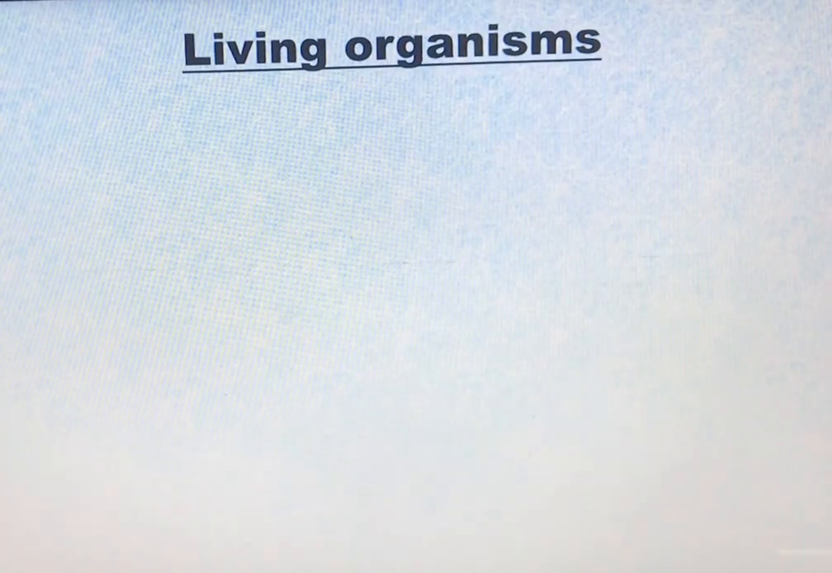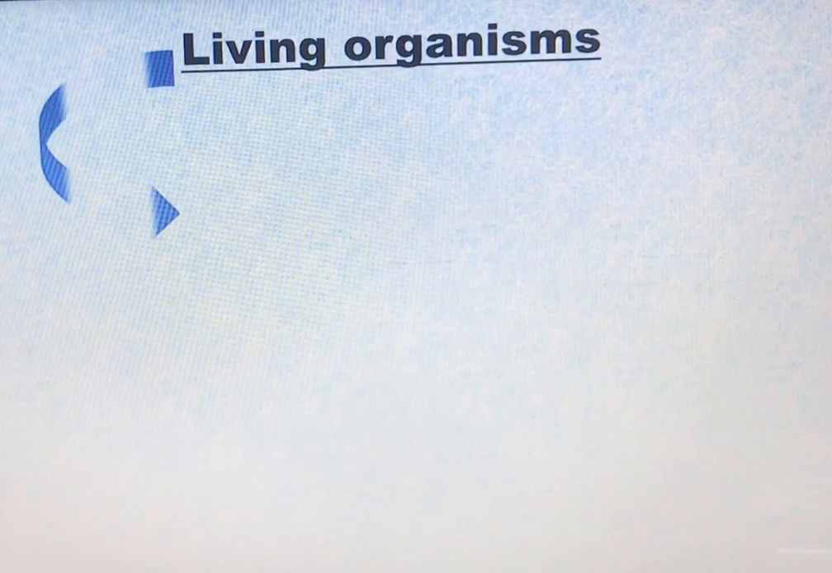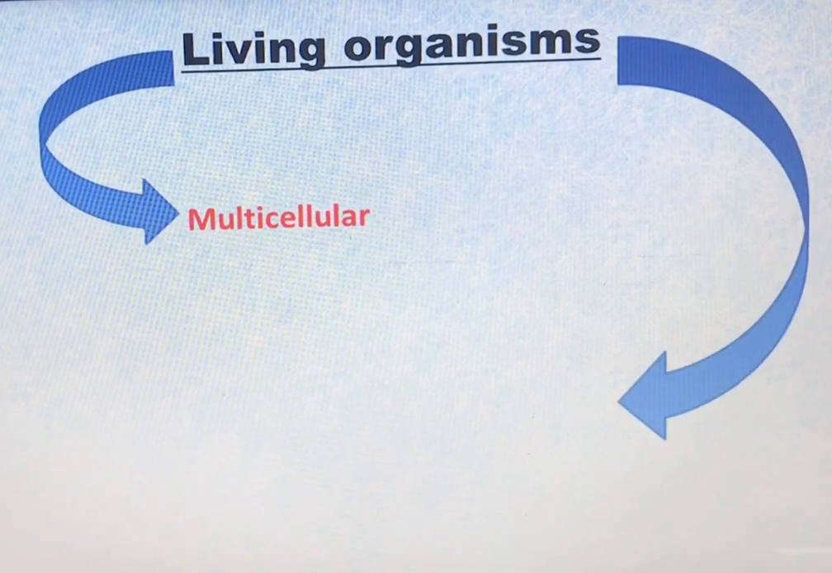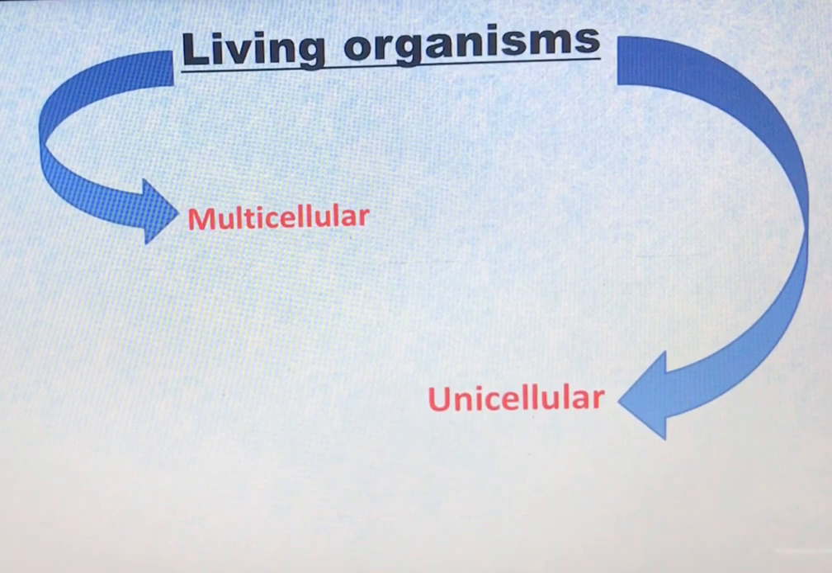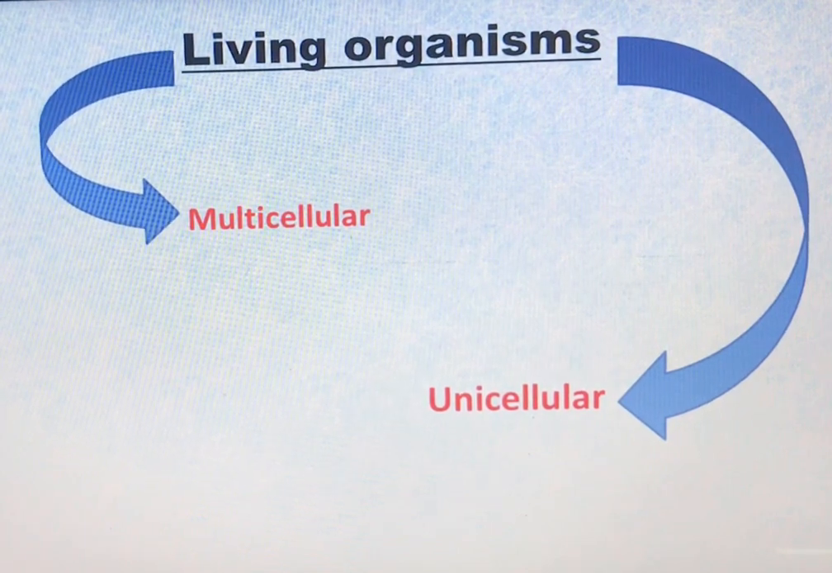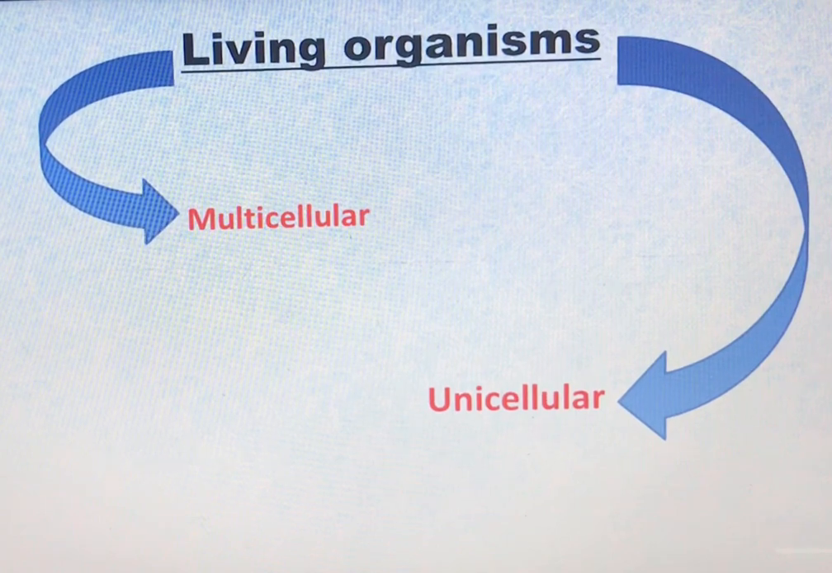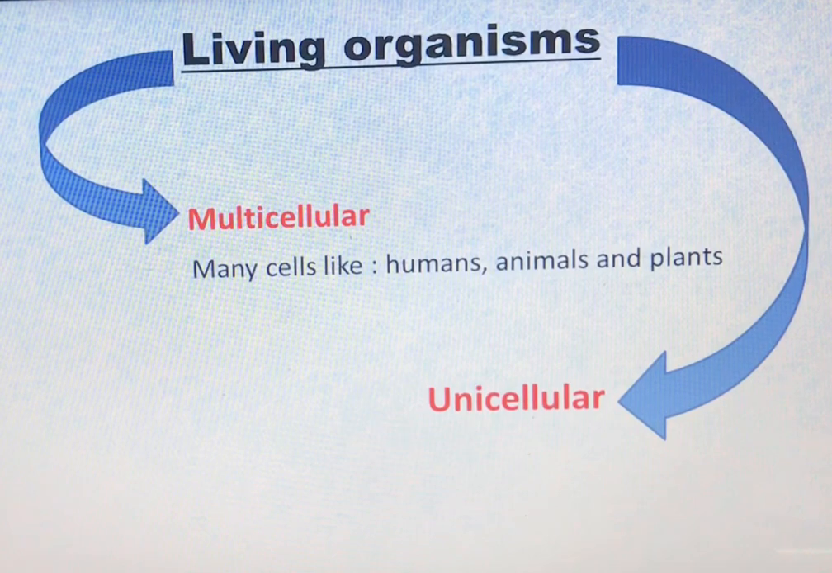Now it's your time to know that living organisms are divided into two types. The first one is called multicellular, and the second one is called unicellular. Multicellular means multi, so it means many. The living organisms that have many cells in their body. Again, multicellular organisms mean the organisms that have many cells in their body, like humans, animals, and plants.